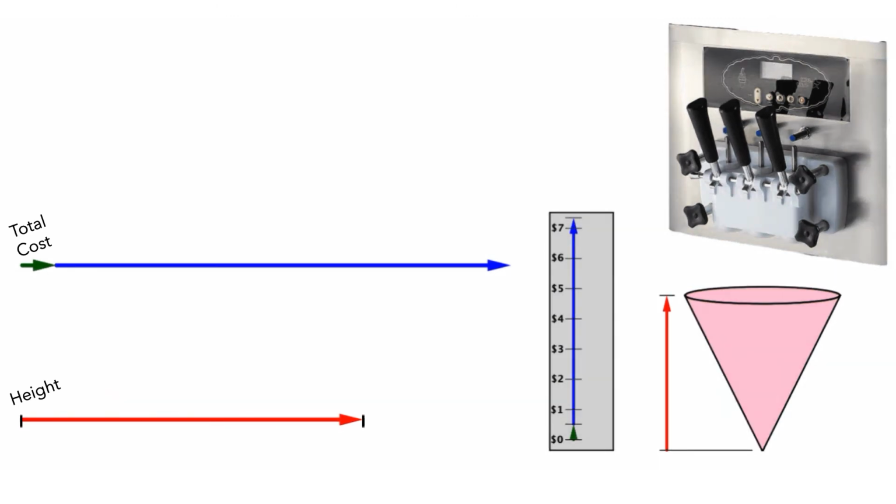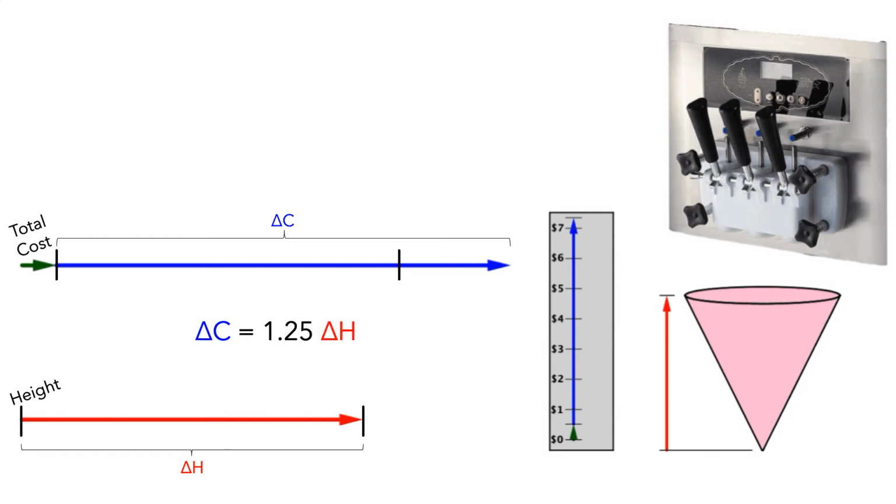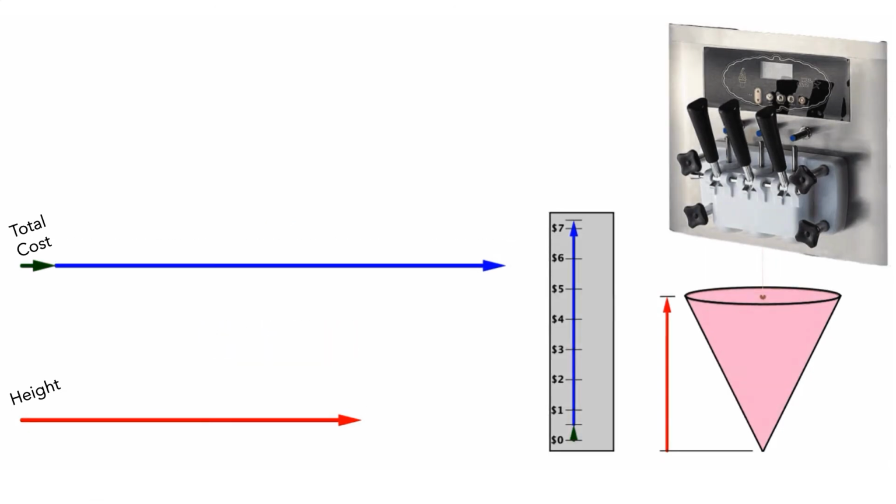Next, I'll add black bars to indicate the change in height. So on the bottom, the distance between the bars is showing the amount of change in height. We can copy this length onto the cost bar. Now, if we think about the amount of change in cost in dollars, we can see that the amount of change in cost is roughly 1.25 times as large as the amount of change in height. Let's rewind the animation.